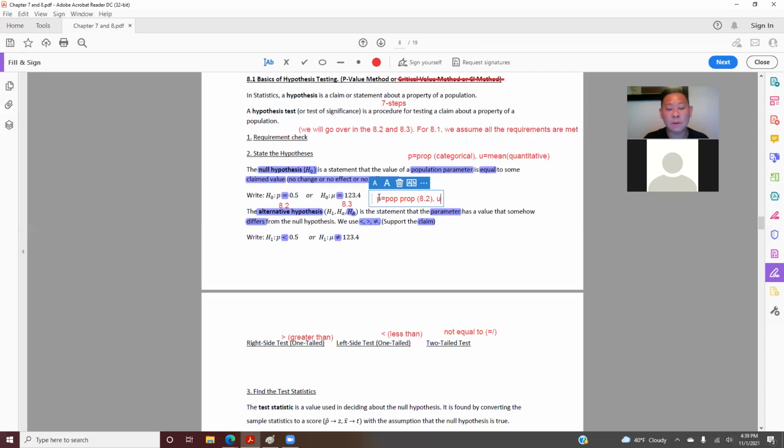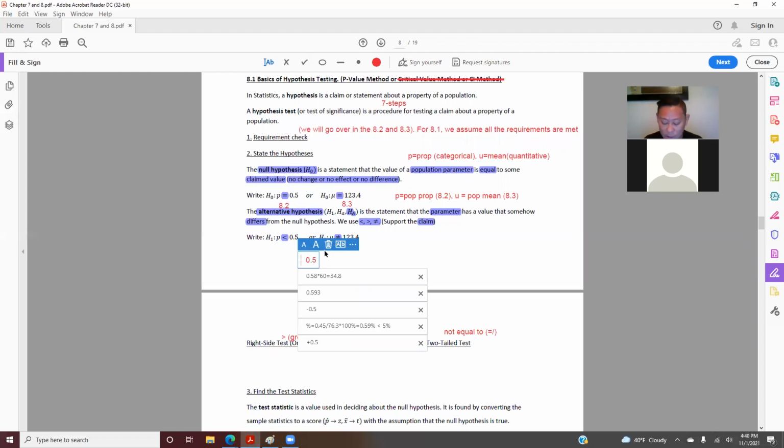The mu symbol, like the one that you see over there, means population mean. This is used in 8.3. So just make sure that you know the difference between proportion and mean. Read the question really carefully and figure out if the population proportion P or the population mean mu is used. And the number behind it, the 0.5 or the 123.4, is what we call the claim value.